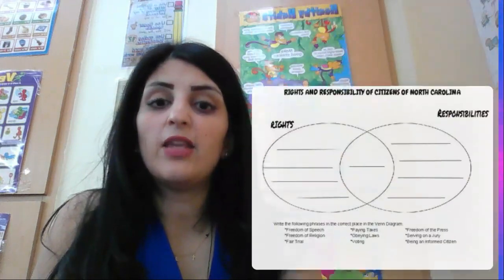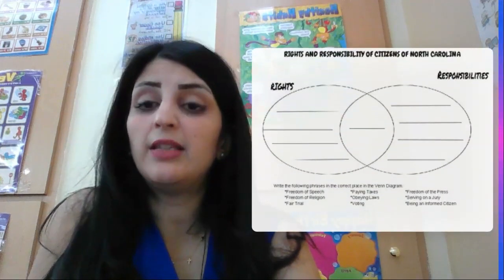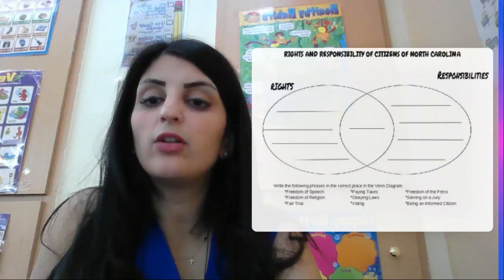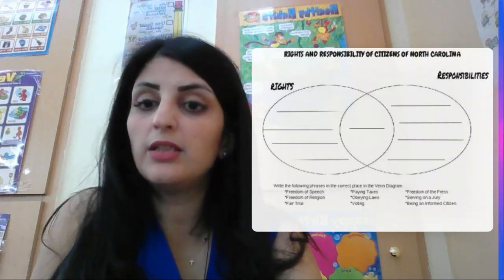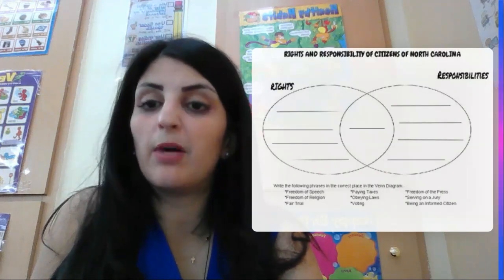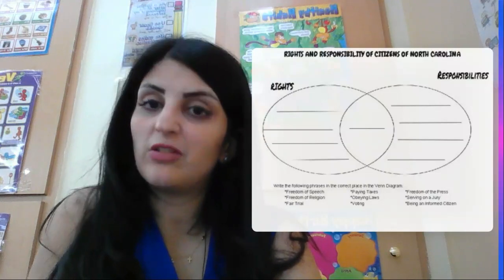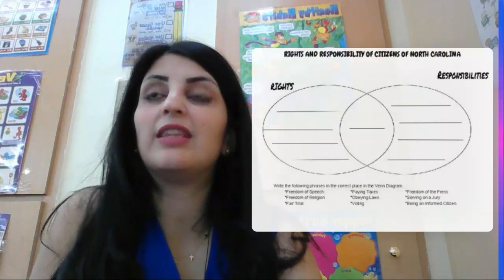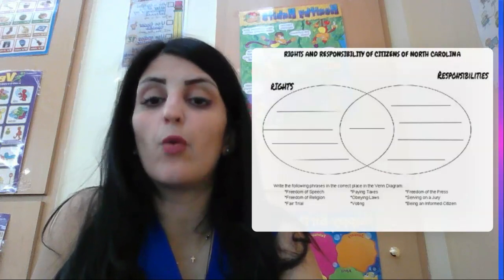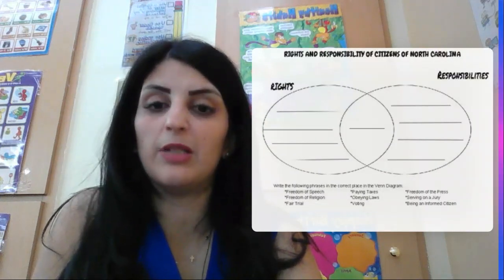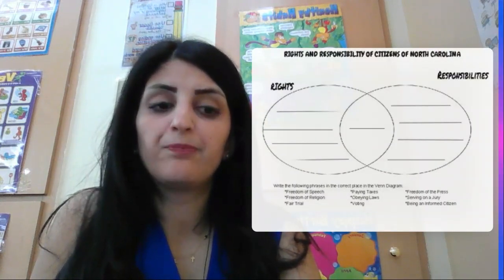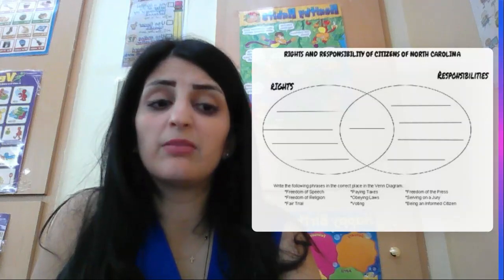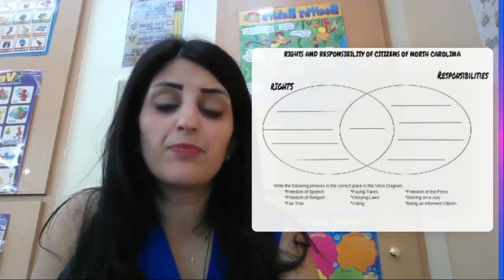Then we will be making a Venn diagram, comparing and contrasting what is a right and what is a responsibility. My grade 4 students, we need to know that there is a difference between rights and responsibilities. Over here, let me open it up this side.